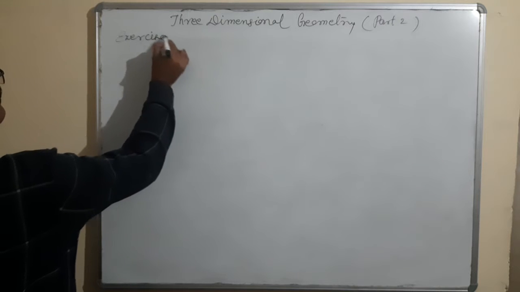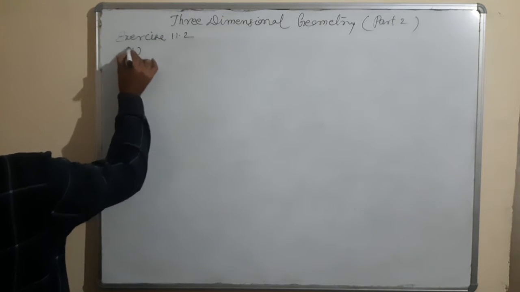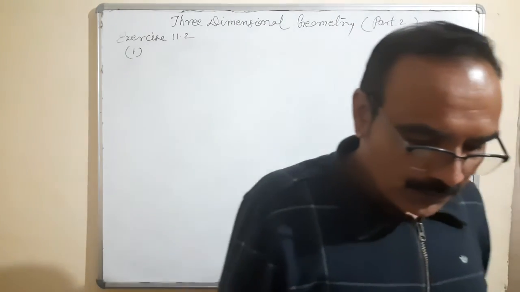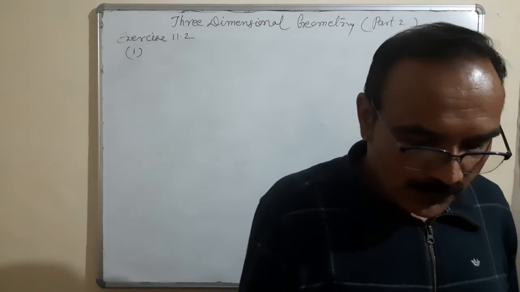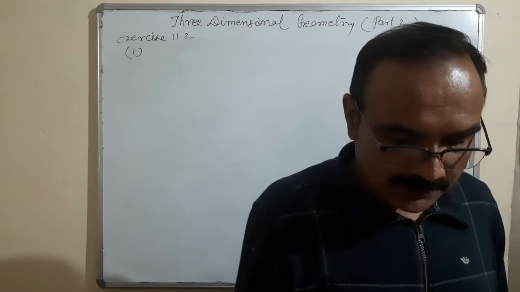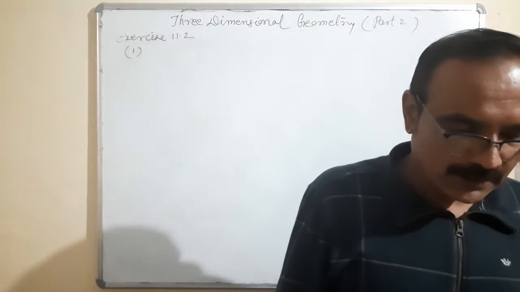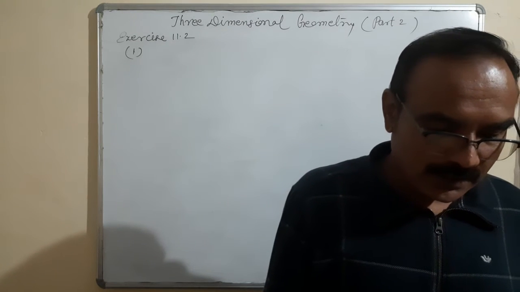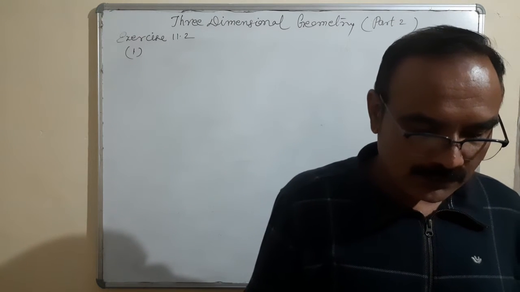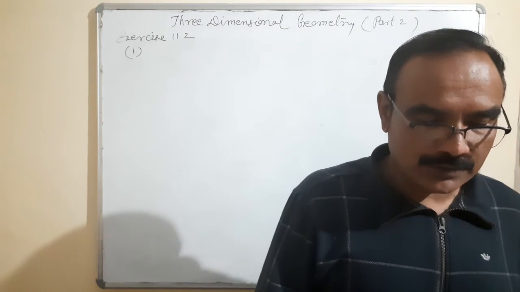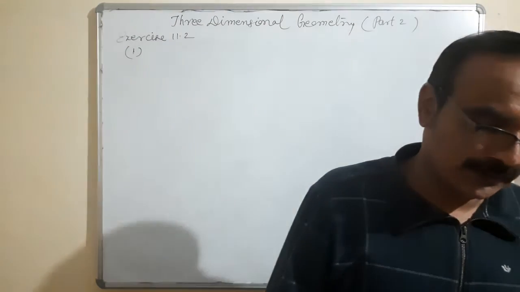Question number 1. Starting from question number 1. Show that three lines whose direction cosines are given are mutually perpendicular to each other. We are going to show that they are mutually perpendicular.